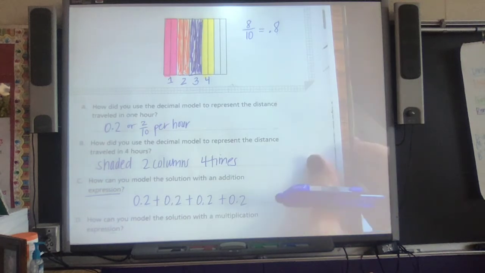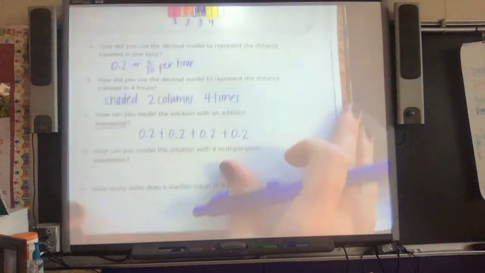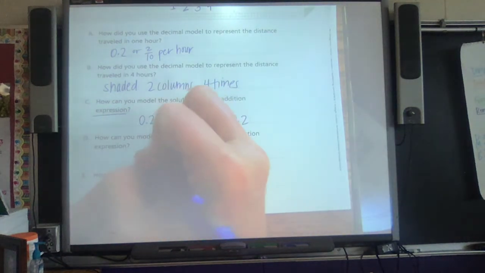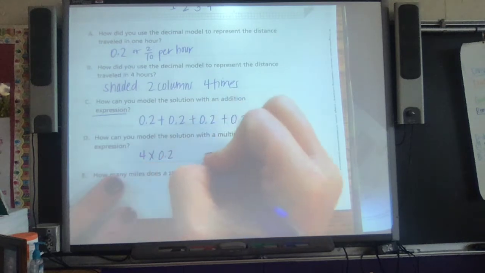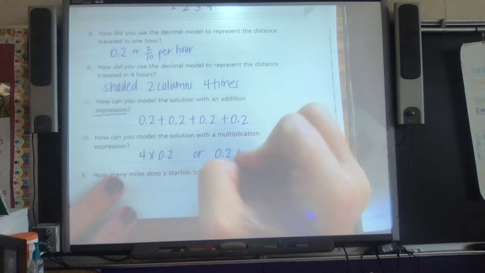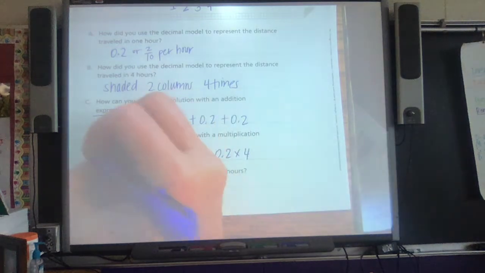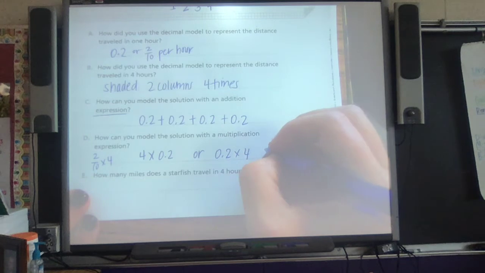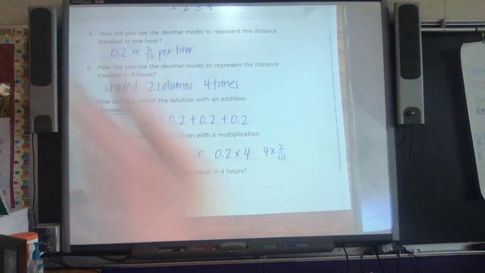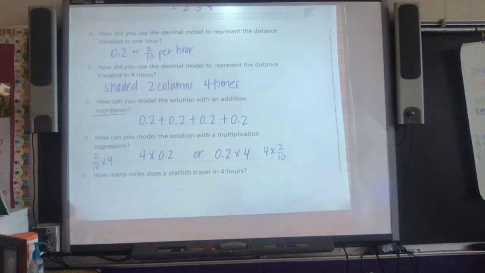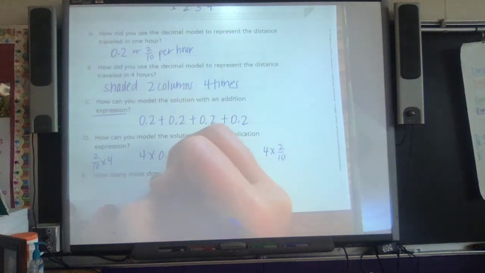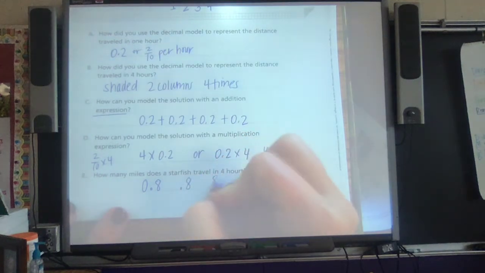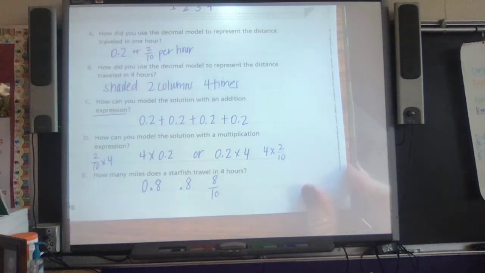How can you model the solution with a multiplication expression? So that was addition. What could we write for multiplication? You could do 4 times 2/10, or 2/10 times 4. And technically, you could write it as a fraction. That's also fine. We're going to talk about fractions a lot this year. Okay, how many miles does a starfish travel in 4 hours? 8 tenths. You can write 0.8. Lots of ways to represent that.